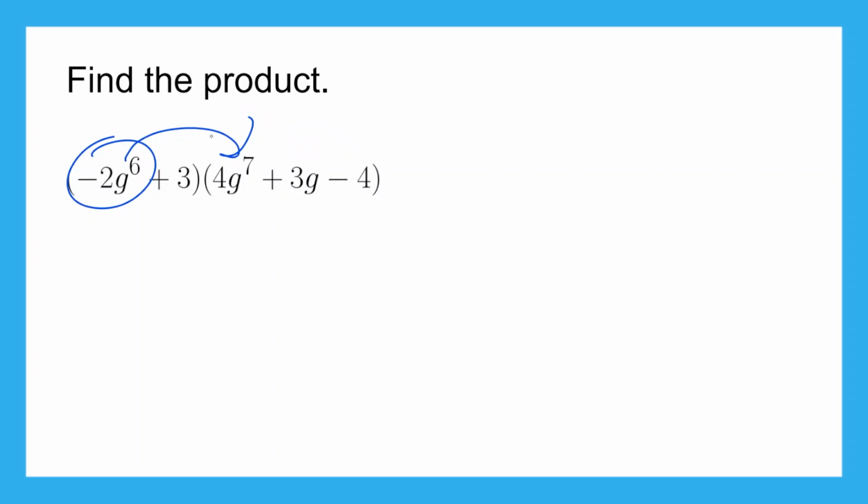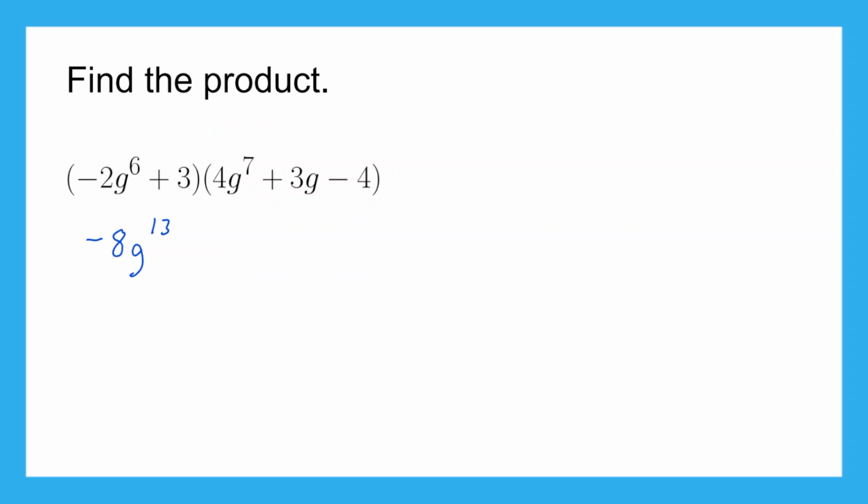in that second set. So negative 2g to the sixth times 4g to the seventh. Okay, that will give us a negative 8 something. So we're going to say negative 8. And then g to the sixth times g to the seventh. That will be an exponent of 13, 6 plus 7. So negative 8 times g to the power of 13.